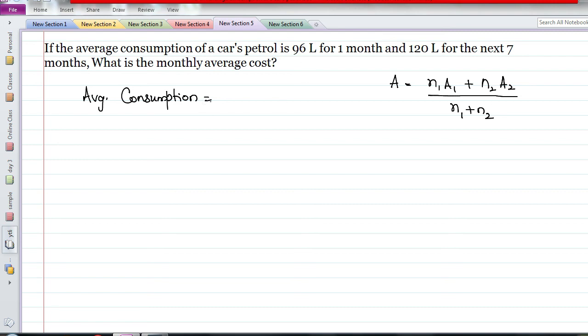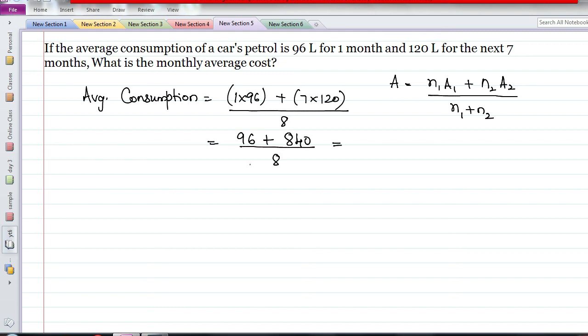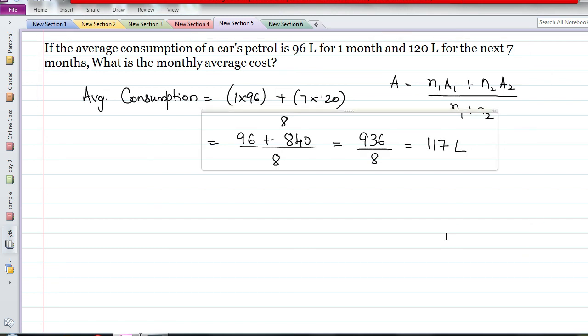Here N1 is the number of values, that is 1 month. 1 into 96 plus 7 into 120, divided by the total, which is 1 plus 7, which is 8 months. So this gives you 96 plus 840 by 8. So this is 936 by 8, which is 117 liters. This is the combined average formula, a very simple question.